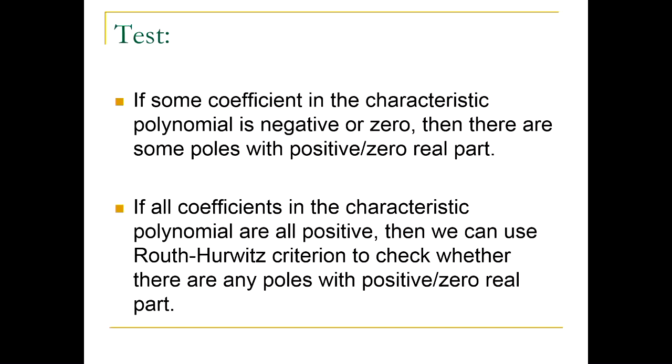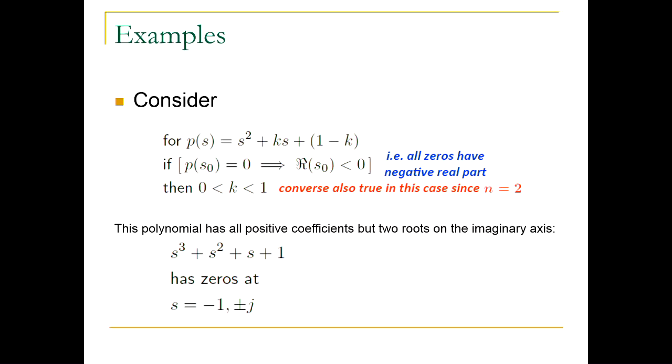So what's the test? How do you use this? Well, if some of the coefficients in your polynomial are negative or 0, you know that the system is not stable. But if all coefficients are positive, then we need to use the Routh-Hurwitz criterion to check whether it's stable or not, because we don't know. If all coefficients are strictly positive, then we don't know, and we have to do more work. And that's where Routh-Hurwitz comes in.